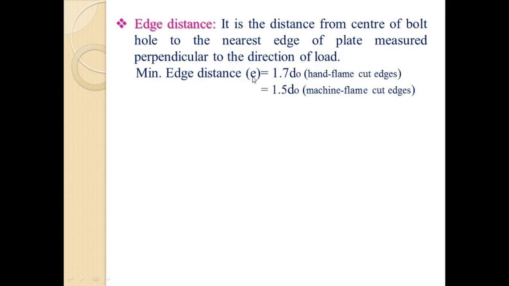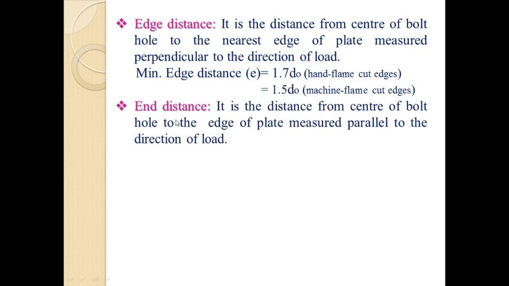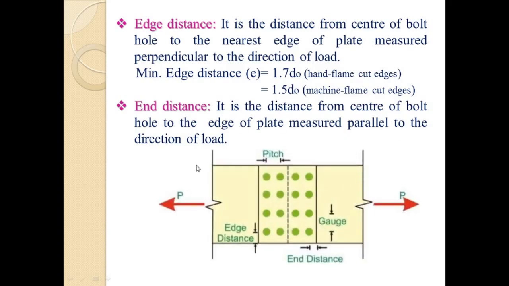Minimum edge distance we can take as 1.7 d0, where d0 is the diameter of bolt hole. If it is hand flame cut edge, we take minimum edge distance as 1.7 d0, and if it is machine flame cut edge, we take minimum edge distance as 1.5 d0. Next is the end distance. It is the distance from center of the bolt hole to the edge of the plate measured parallel to the direction of load. Here we can see in this figure all the terminologies.